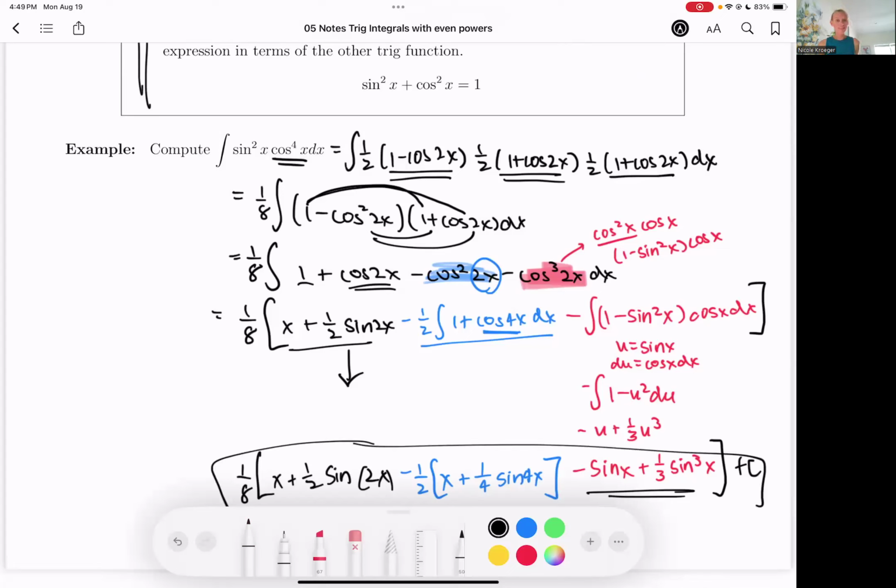Okay, so you'll notice that this was really messy. This is why we're not going to do too many expressions where we have sine and cosine to very big even powers, because they get messier and messier. If this was sine to the 8th, cosine to the 10th, we would be here for a while doing these problems.